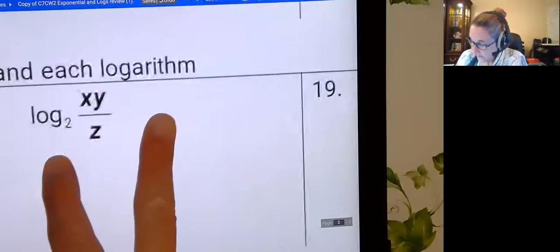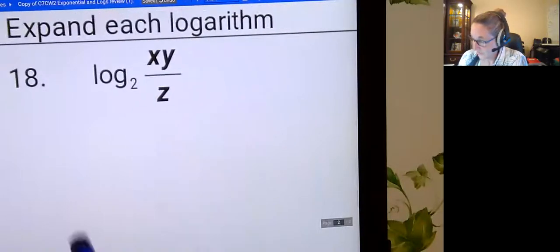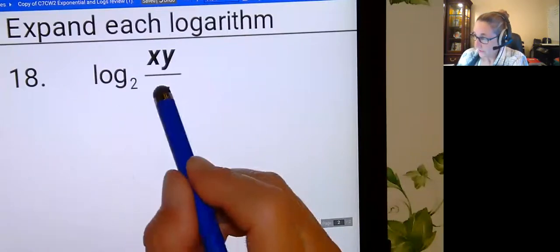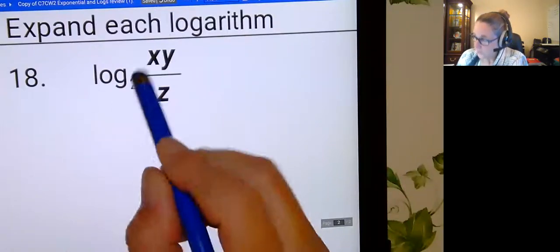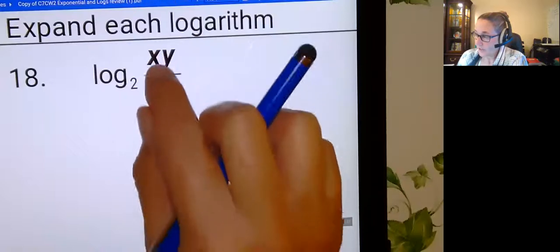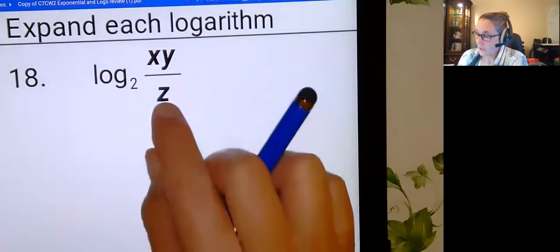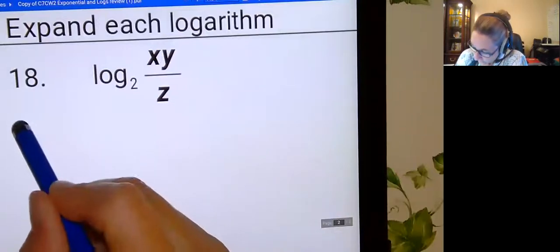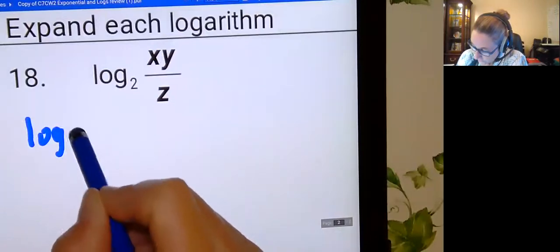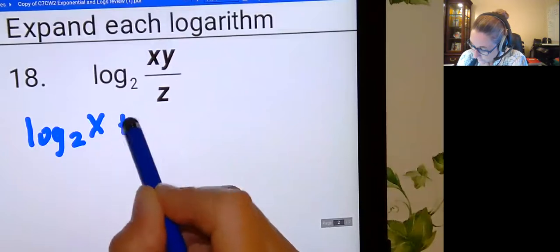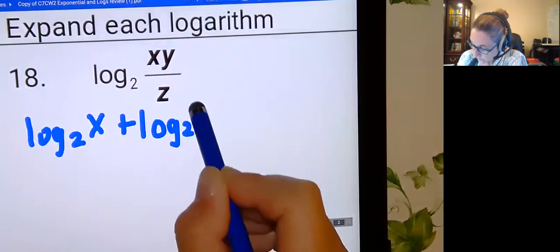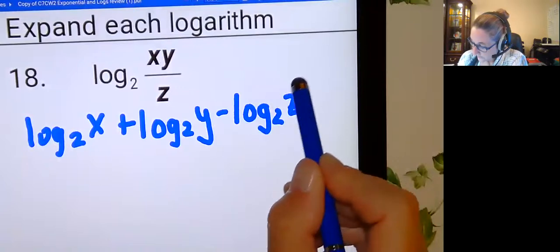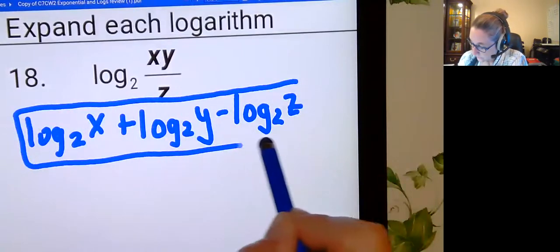Now these ones are going the opposite direction. We're expanding these. So I'm going to be having multiple logs here. And all these logs are going to be base 2. So I have a product. That means I'm going to have 2 logs separated by a plus. And then this division means I'm going to have a log with a minus. So this is going to be log base 2 of x plus log base 2 of y minus log base 2 of z, and that's your answer.